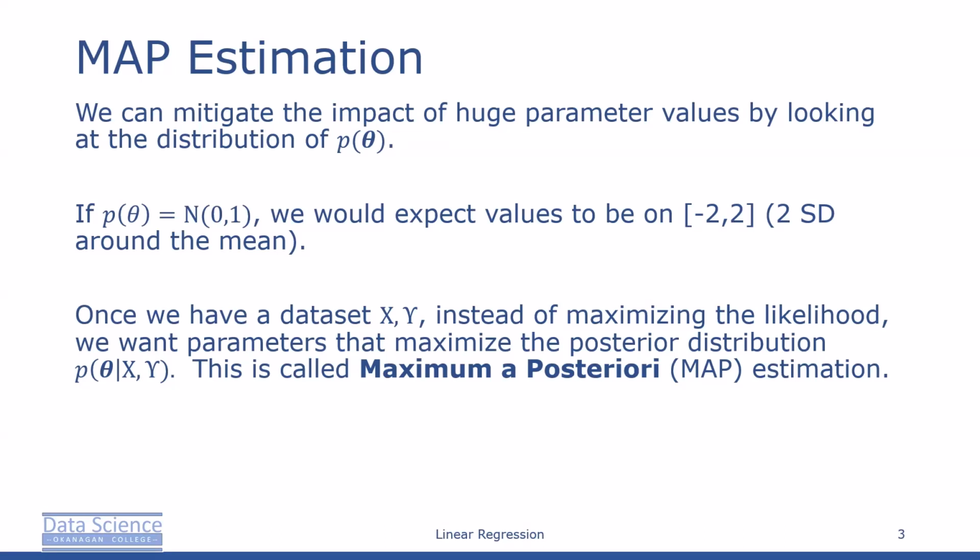Once a data set X, Y is available, instead of maximizing the likelihood, we seek parameters that maximize the posterior distribution, the probability of theta given X and Y. This procedure is called maximum a posteriori, or MAP, estimation.